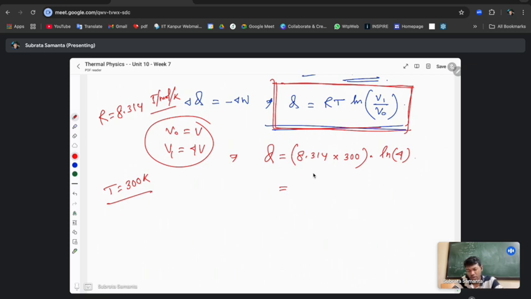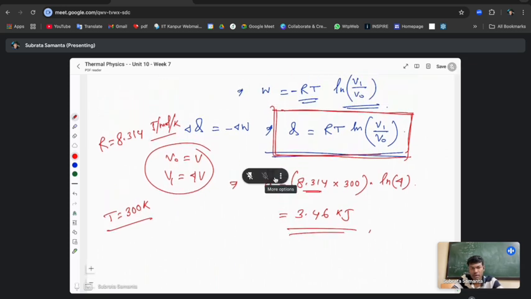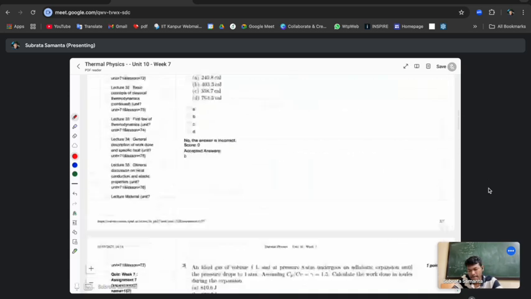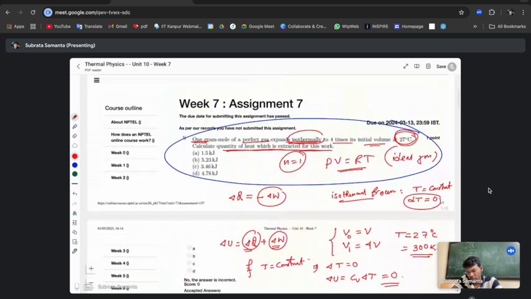If you calculate this, the units are joule per mole per Kelvin, so the ultimate answer is in joule. Let me convert to kilojoule. So this is 3.46 kilojoule. Let's check this answer by going back to the problem. Yes, 3.46, so option C is correct.